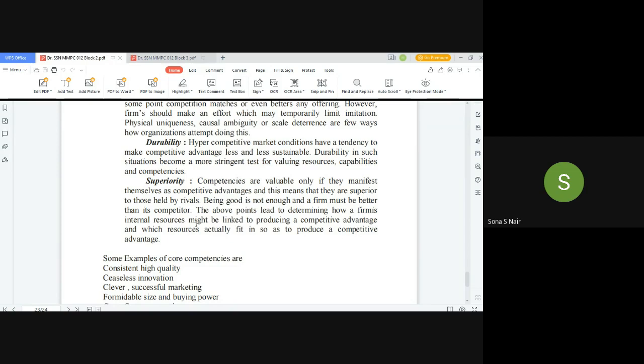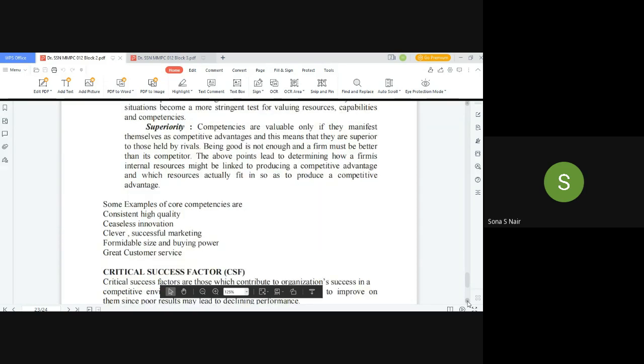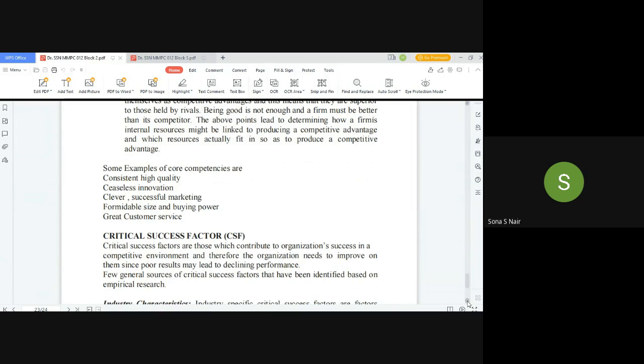Some examples of core competencies: a core competency could be when the organization is able to maintain consistent high quality. We've all heard of German engineering. So what happens? Their competency is the production facilities that they have, the designs that they have.